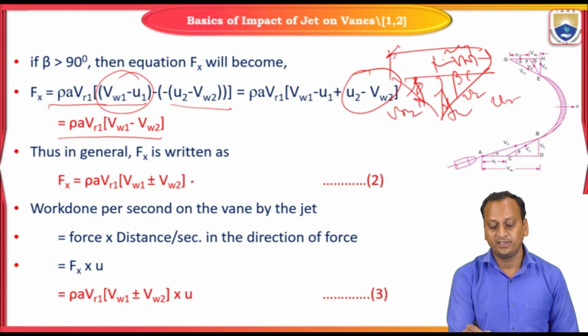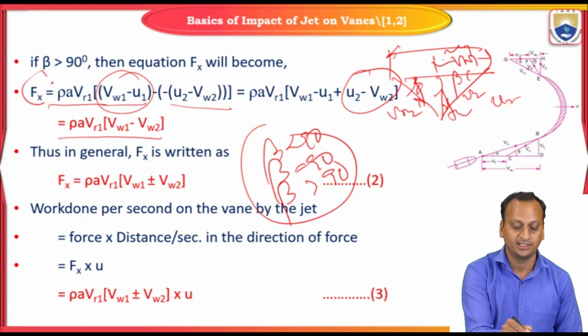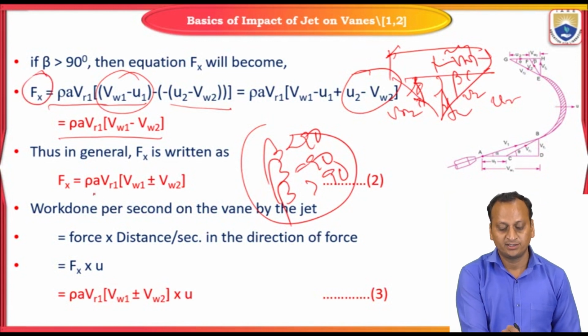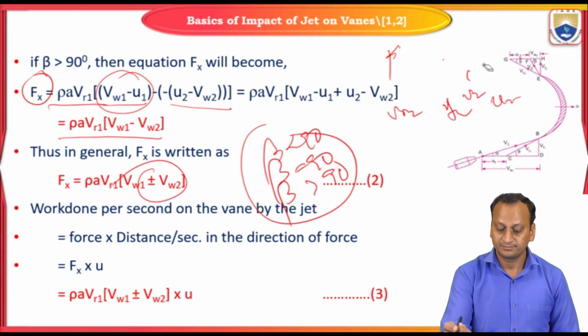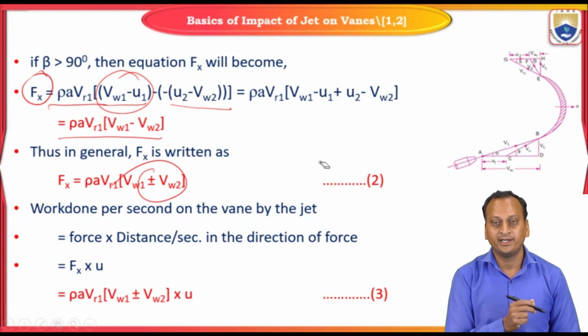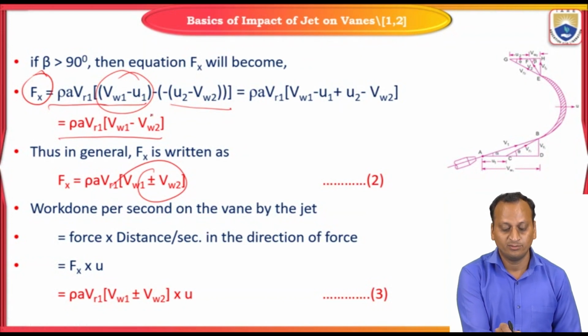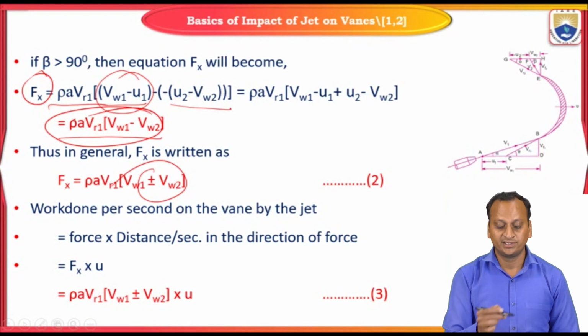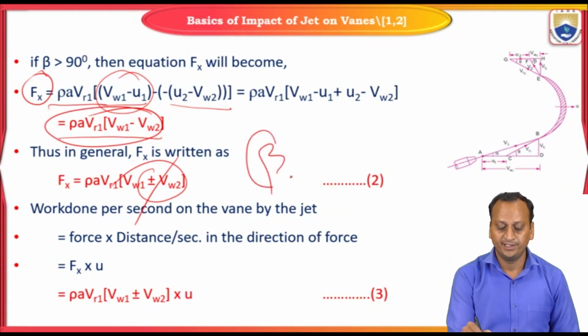So when beta is less than 90, equal to 90, and greater than 90, there are three different equations we are getting for Fx. In general, that can be written as rho A VR1 into (VW1 plus or minus VW2). Based on the given problem, if beta is less than 90, we have to go for plus. If it is greater than 90, we have to go for minus. Whenever it is equal to 90, we can eliminate VW2. So these three equations can be remembered based on the angle of beta.